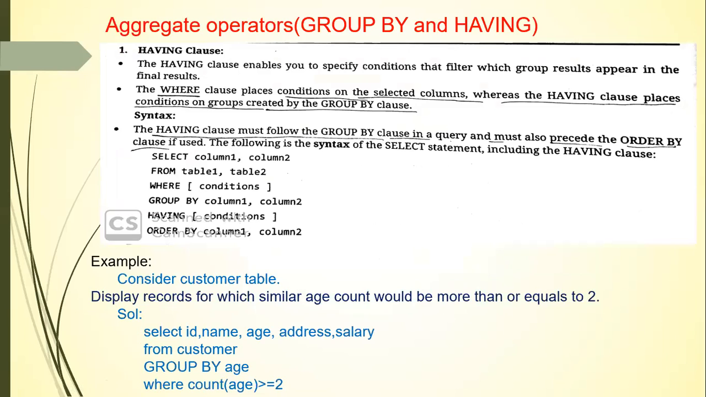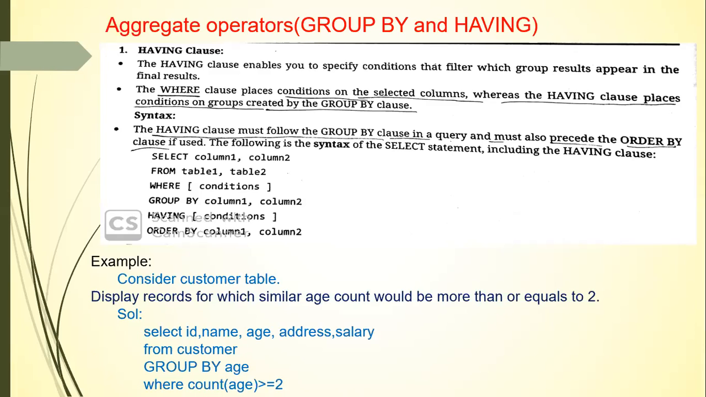Now, why do we consider these two operators? When we get the result with the help of aggregate functions, we need to apply some conditions on those aggregate functions in the select clause. At that time, we need to use aggregate operators. First, we discuss the HAVING clause. It enables you to specify the condition that filters which group results appear in the final result.